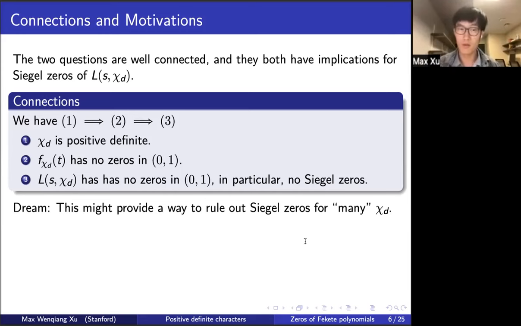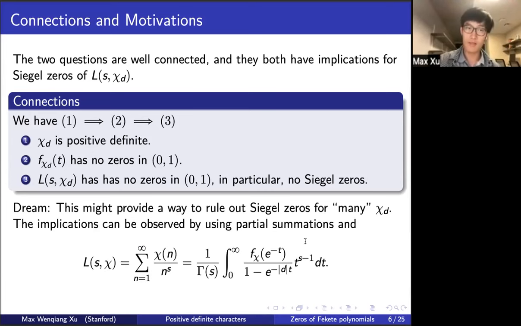So now here's a dream. If you can provide a way to show that, for example, for a lot of chi_d, it is indeed positive definite, then you can say that the related L(s, chi_d) has no Siegel zeros. So this could be a way to rule out Siegel zeros, or at least it was a motivation. And this implication, I will not mention the detail of how to prove it, but I will mention a very similar result along this line later and give a proof. The proof is actually very simple. You're just using something called partial summation, or let's say integration by parts.